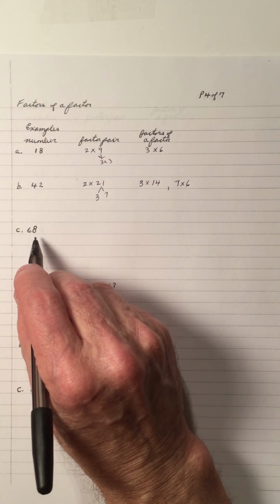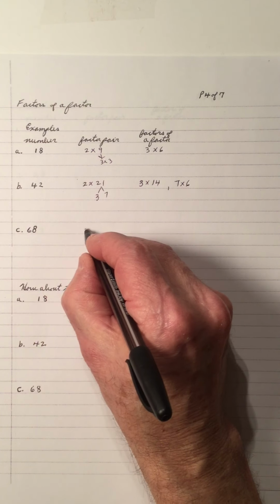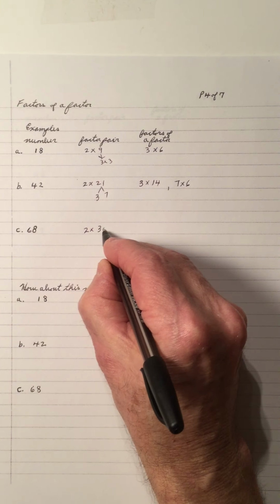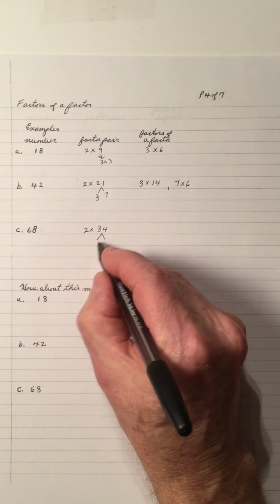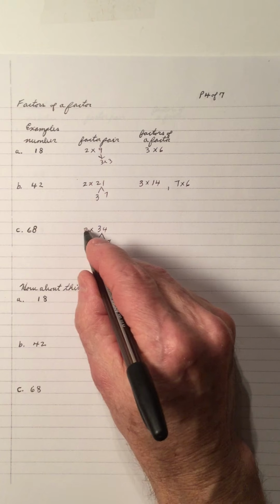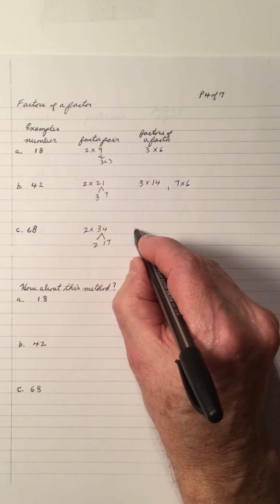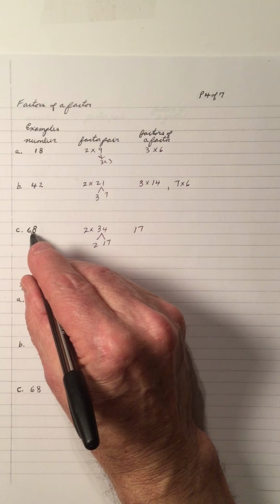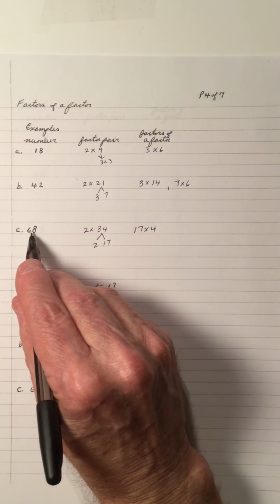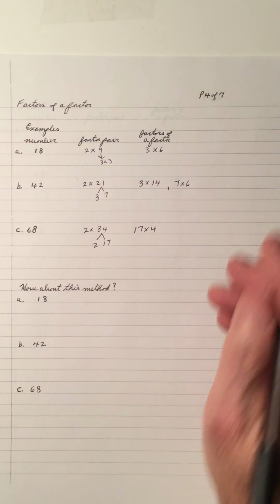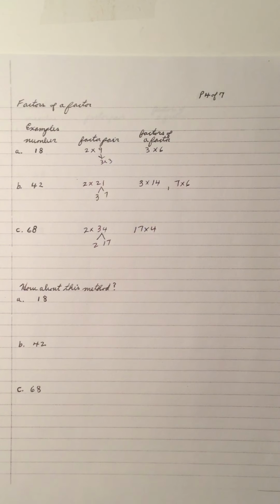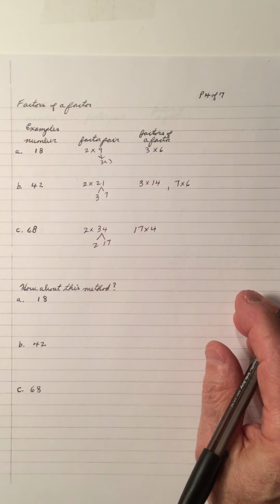Let's go to 68. Again, 68 is even, so it's 2 times 34. 34 is 2 times 17. So we already have the factor of 2, but we got a factor of 17 in 34. So 17 is in 68, and 68 divided by 17 is 4. So we have all the factors. So finding the factors of a factor is another good way to work out all the factors, the factor pairs.